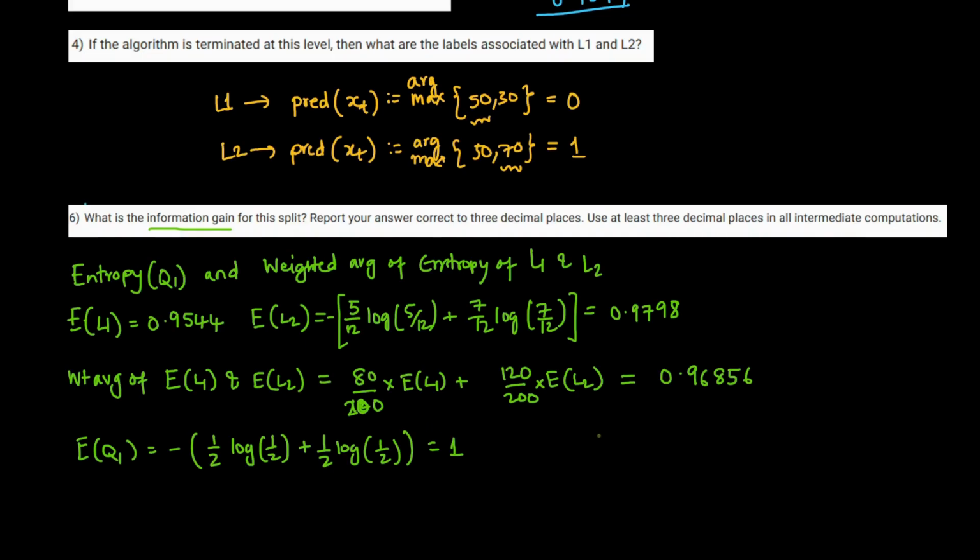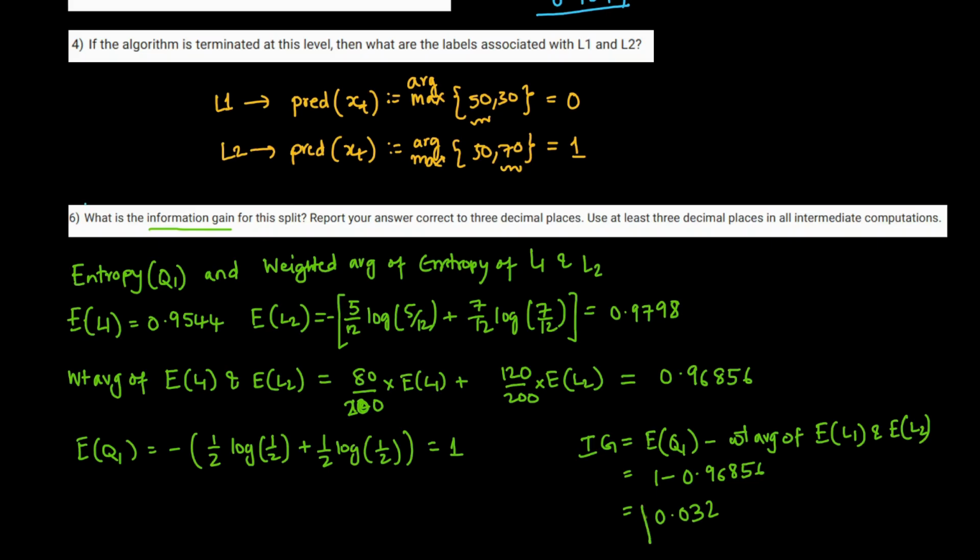So now what is the information gain? The information gain is nothing but the entropy of Q1 minus the weighted average of the entropy of L1 and the entropy of L2. Now that will be equal to 1 minus 0.96856, which is nothing but 0.032. So this is our final answer.